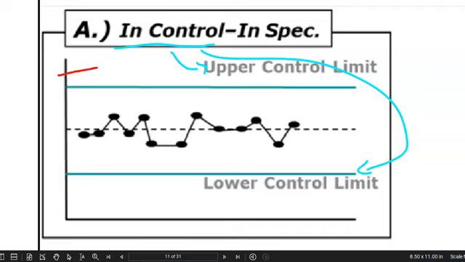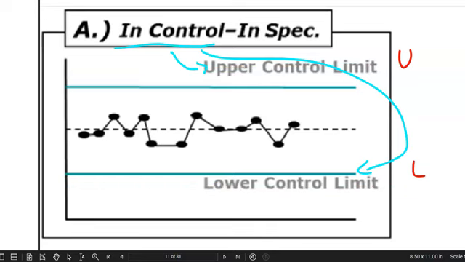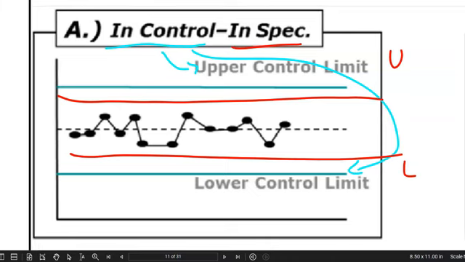I could have spec lines that run like this. All of my data is now in spec, where we've got upper and lower specification limits, and it's also within our control limits. But I could also draw it this way. There's an example where I've got spec limits that are situated so that the process is in control and also in spec. A variety of different locations to draw it both in control and in spec. They don't always have to be right on top of each other. Now let's take a look at option B.